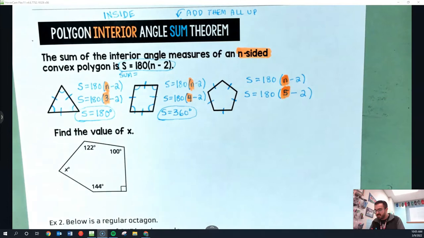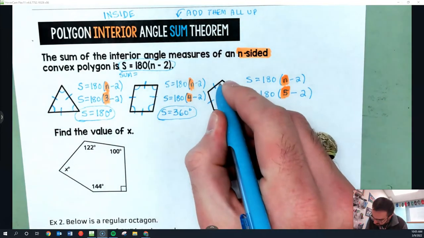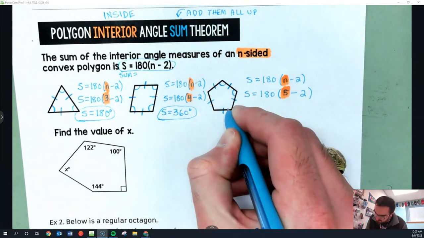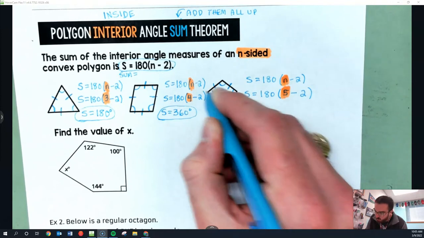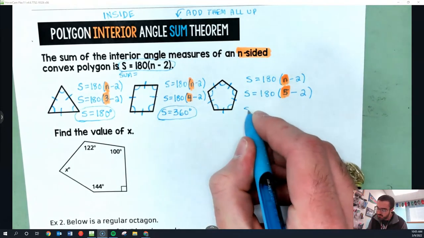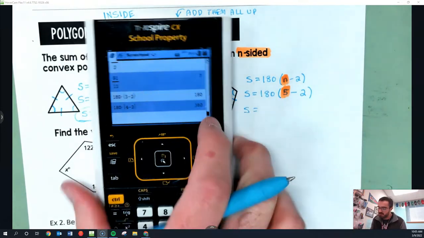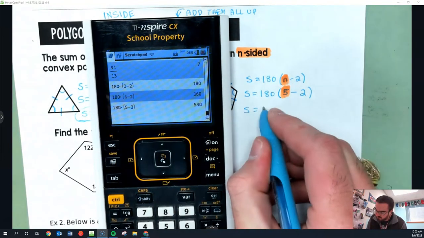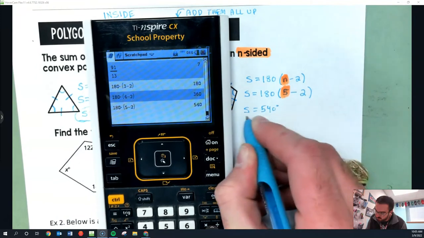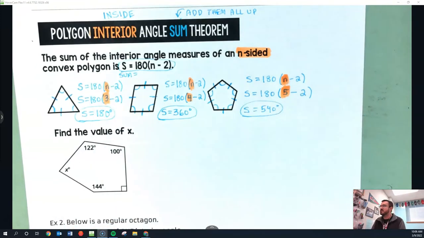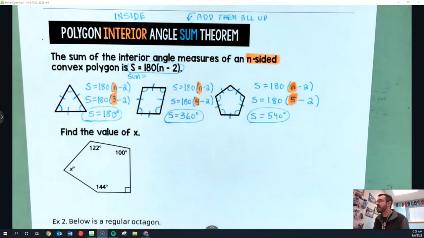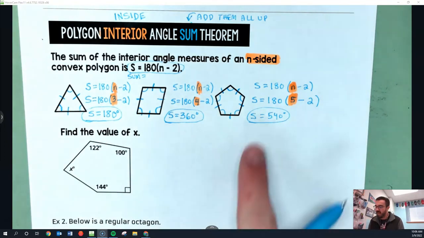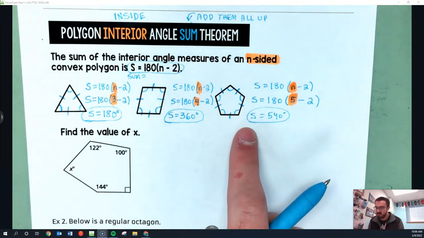Okay, so what it's asking is, what does this angle, this angle, this angle, what do all 5 angles add up to be? Okay, let's see what we get. 180(5 minus 2), 540, right? What do all of the angles in a pentagon add up to be every time? 540. All right. That's how we do it.